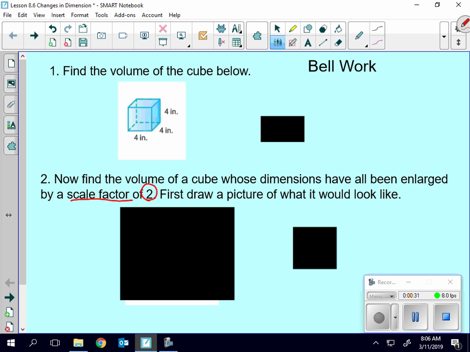Remember, scale factor is what we multiply each dimension by, and we have 3 dimensions. Take a moment and do that. Pause the video and then come back to me.